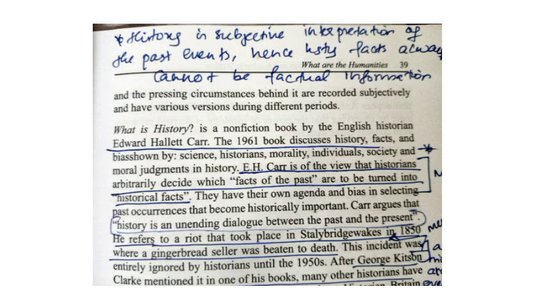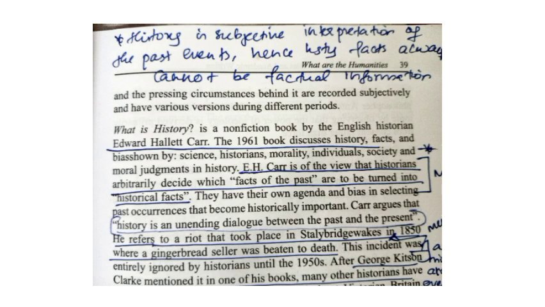So here it says that history is not true. He says that history is subjective because it is the interpretation of past events. Hence, historical facts cannot always be factual information. History is not always true because it is the perspective of the one person who is writing it.